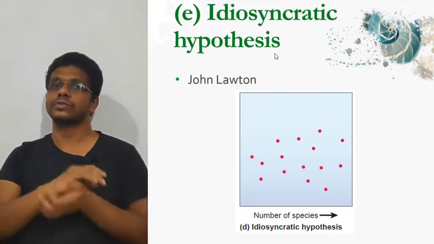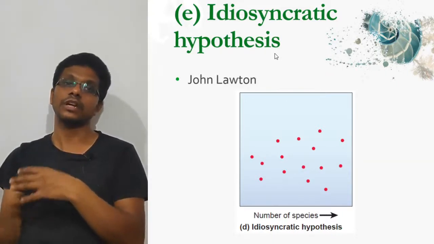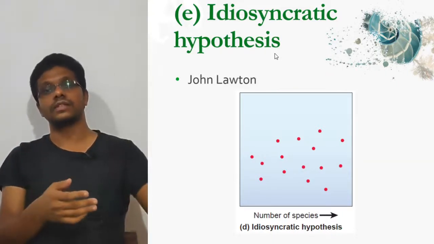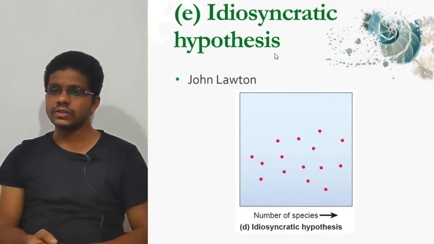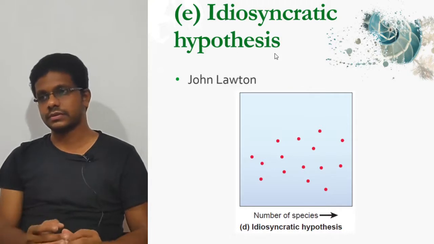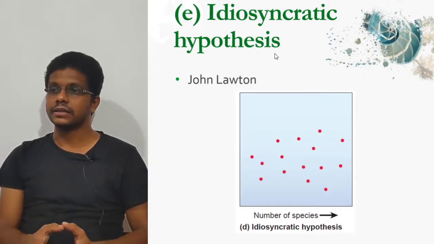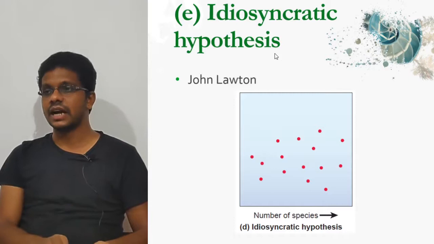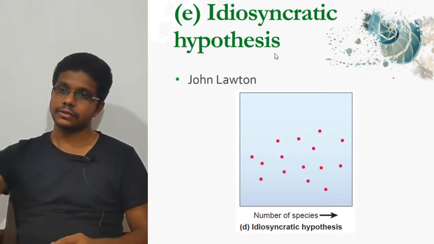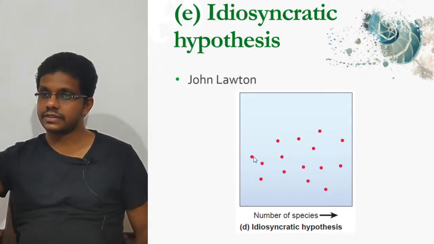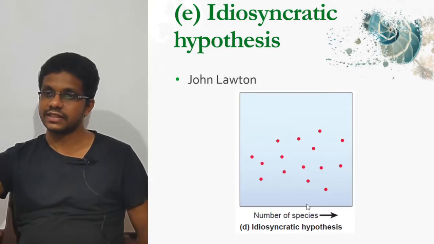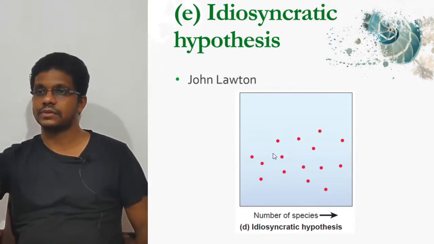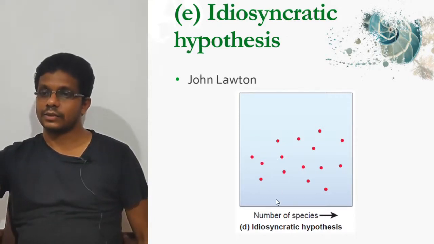We cannot say that the loss or gain of this many species is good, or that extinction of this species is good or bad for the ecosystem functioning. So it says there is no obvious pattern between biodiversity and ecosystem function. So it goes like this. You cannot say any specific pattern between the number of species and ecosystem function. It's just like random. So that's why it is called the idiosyncratic hypothesis.